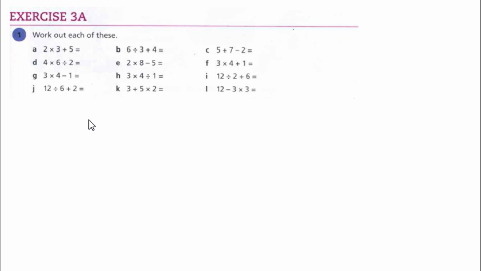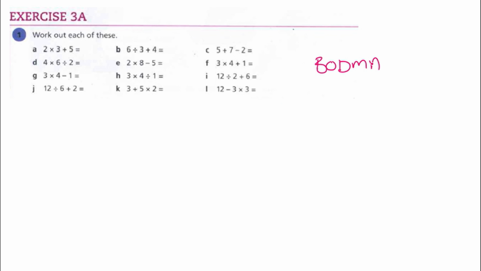It's the golden rule of maths. So BODMAS: brackets, orders (exponents or indices), then division, multiplication, and finally addition and subtraction.